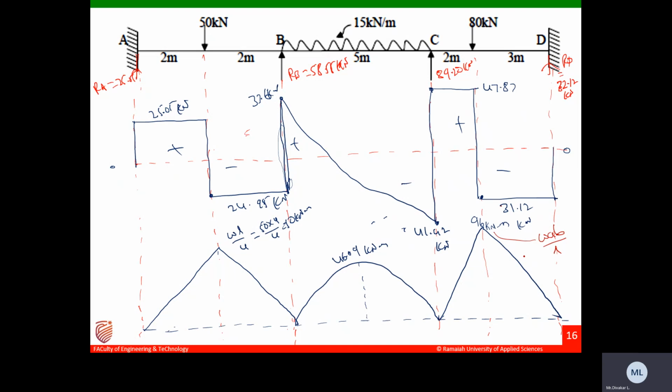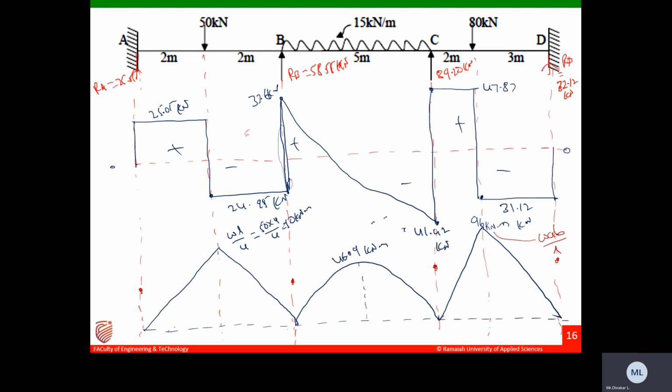Now, the next step is to draw the support moments. Already you know what MA is, 25 here. Let us mark that 25. This one is 24, this one is 44, and this one is 45.